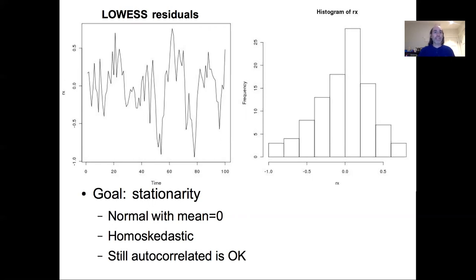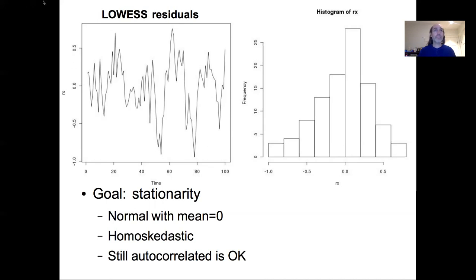But it is worth noting that it is okay for the residuals to still be autocorrelated after you've removed a trend, because that's one of the things that classical time series is looking to assess: whether those residuals are autocorrelated. It doesn't mean that you violated assumptions. It means that you then have to address that autocorrelation.